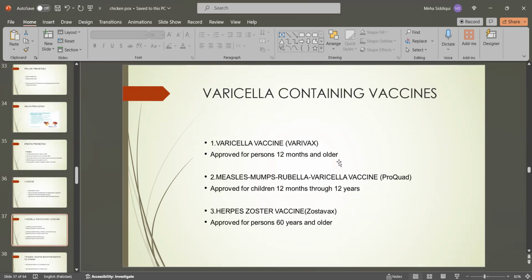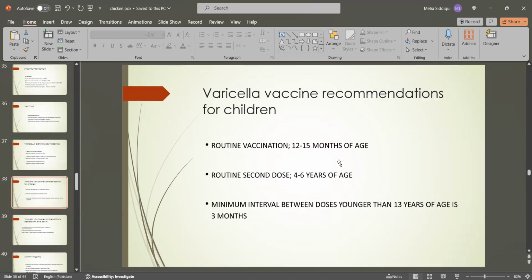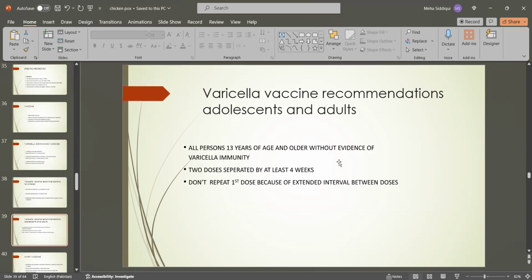Varicella-containing vaccines: varicella vaccine that is approved for persons 12 months and older. Then comes the measles, mumps, rubella, varicella vaccine, approved for children 12 months to 12 years. Herpes zoster vaccine is approved for persons 60 years and older. Varicella vaccine recommendations for children: routine vaccination is done at 12 to 15 months of age, and then a routine second dose is given at 4 to 6 years of age. The minimum interval between doses for those younger than 13 years of age is 3 months.